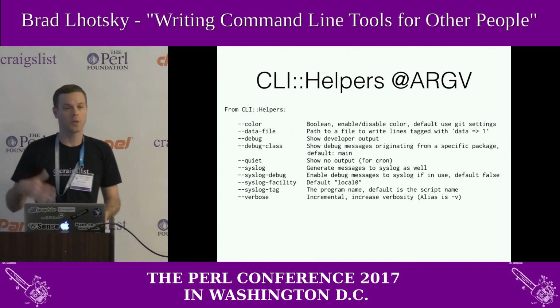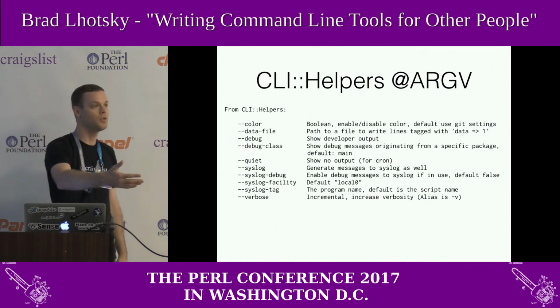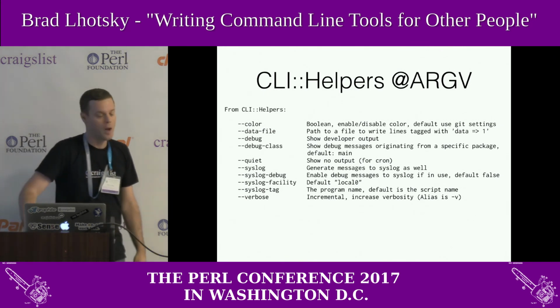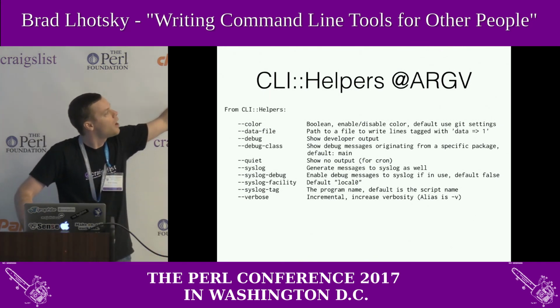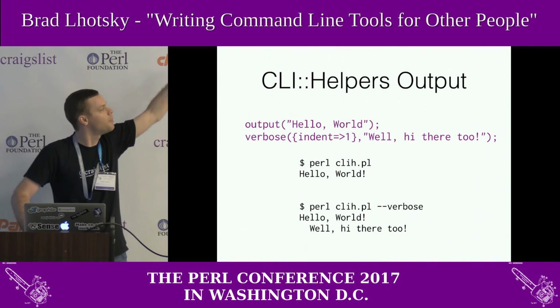--color is an option, but it automatically detects whether or not you have color enabled in your Git config. And if you specify color in your output, it will use the colors, otherwise it will disable them. You can output data to a file. You can output data at different levels. So you have verbosity, you also have debug. You can say quiet if you're running in like a crontab and you don't want to spam yourself.